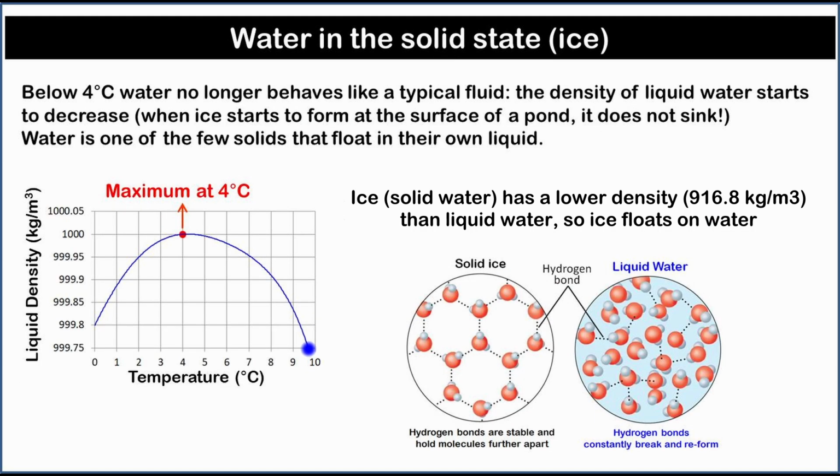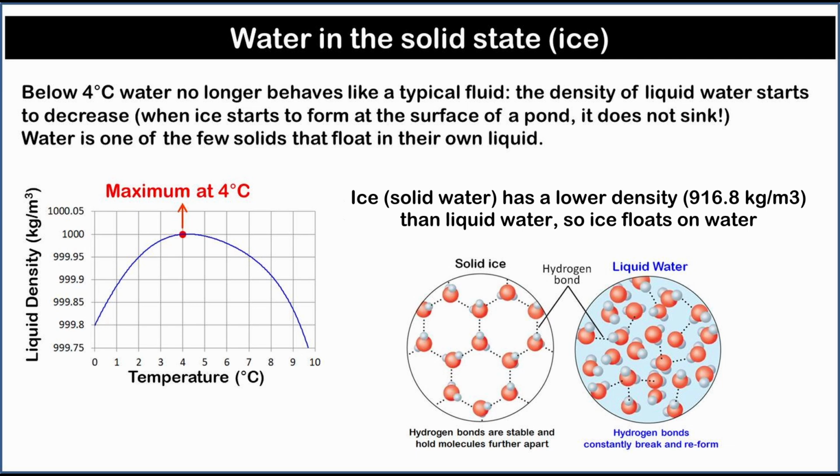Ice, the solid state of water, also has some unique properties. As water begins to cool, it behaves at first as a typical liquid. It contracts slightly, and its density gradually increases. Below 4 degrees Celsius, water no longer behaves like a typical fluid. The density of liquid water starts to decrease.